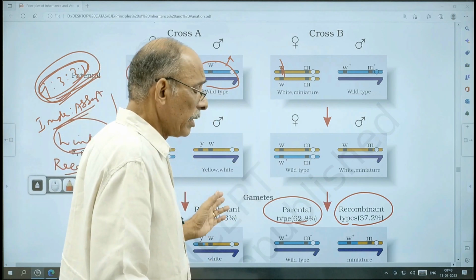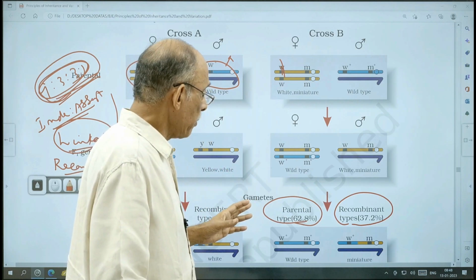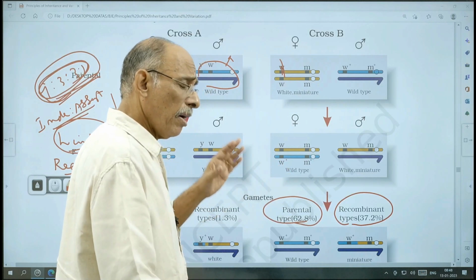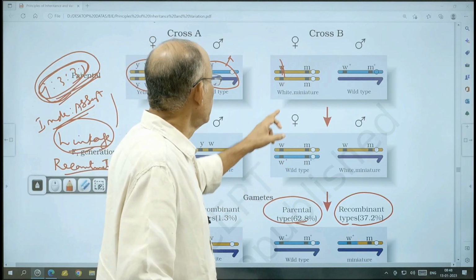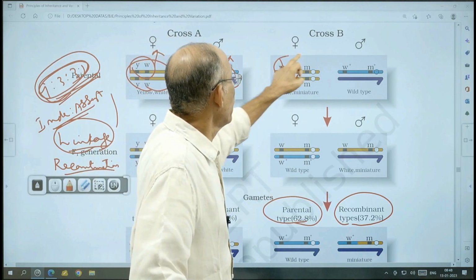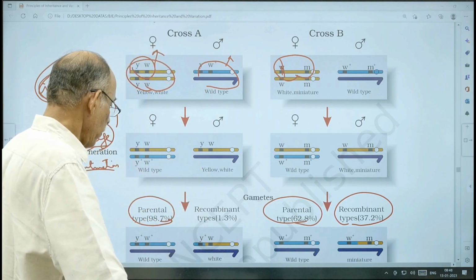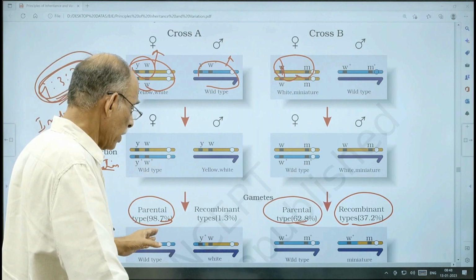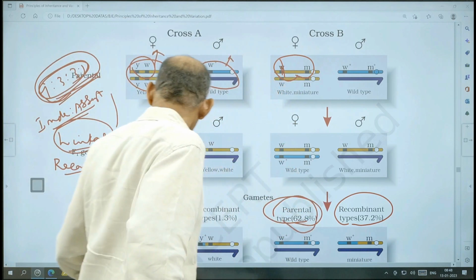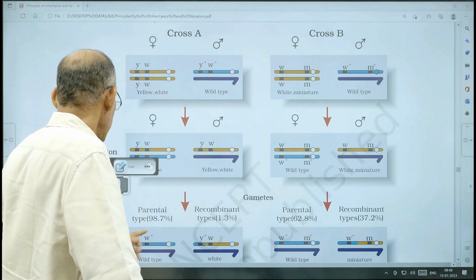One is strong linkage, another is weak linkage. Strong linkage means parental combinations will be maximum, and weak linkage means the new combinations will be minimum. So here we have very strong linkage, and here we have very weak linkage. That is why in strong linkage we get 98.7% parental types, whereas in weak linkage we got only 62.8% parental types. So that is Morgan's cross.